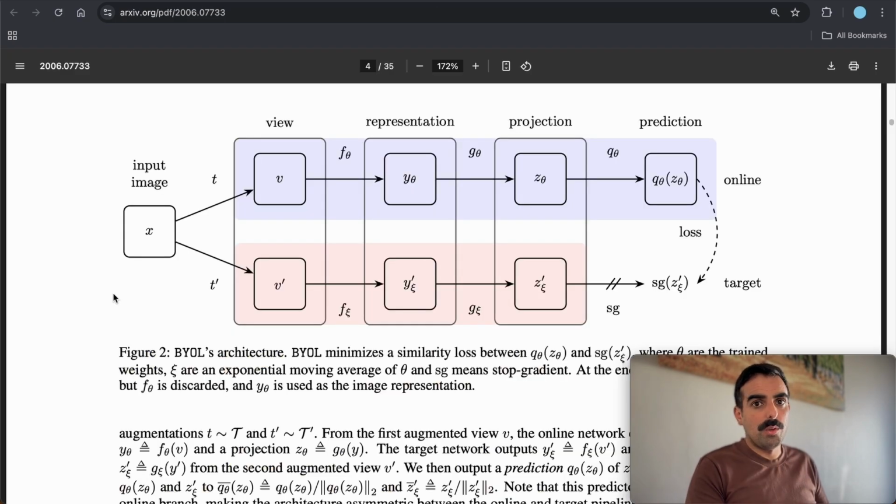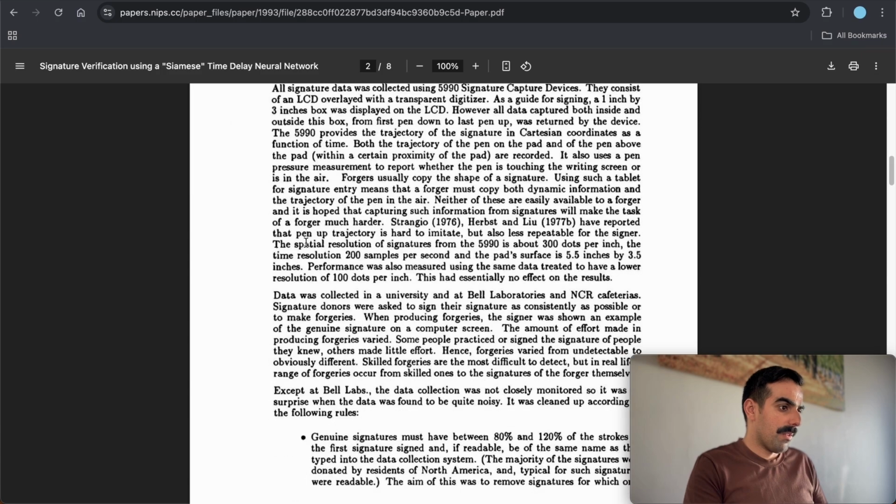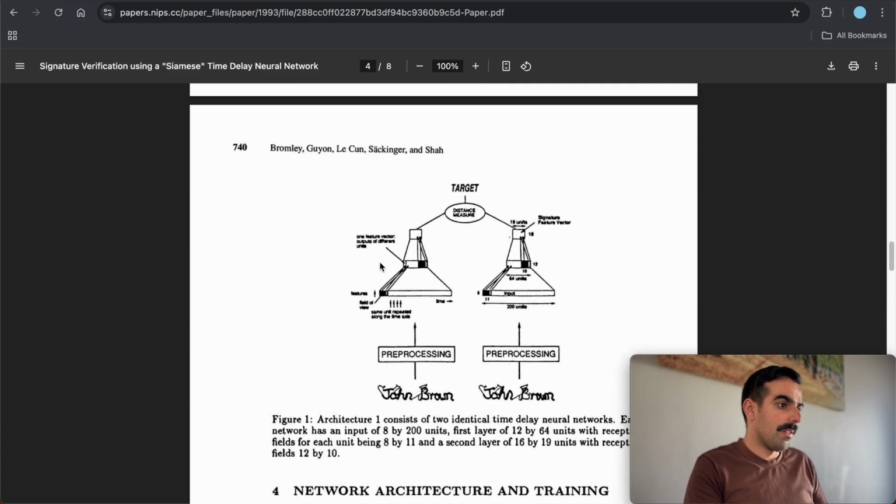So the design of two networks is not new in deep learning. Usually if the two networks are identical, this architecture of two identical networks is called Siamese architecture. You could trace it back to 1993 with this paper, Signature Verification Using a Siamese Time Delay Neural Network. So this is their architecture, two identical networks. Each one will produce a sequence, and they get compared at the end.